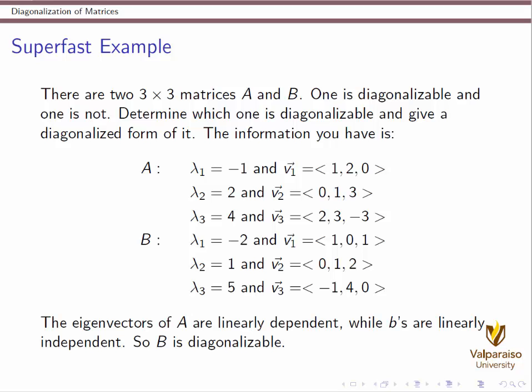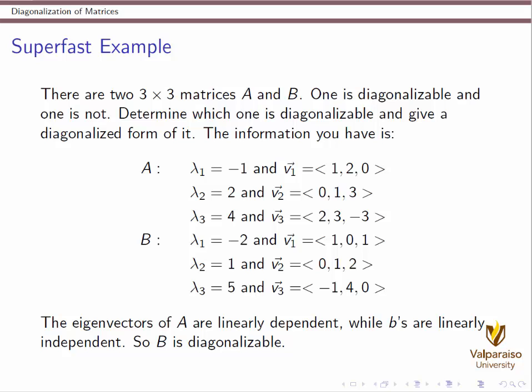It turns out that the eigenvectors of A are linearly dependent. If you look carefully at them, you will notice that 2 times eigenvector v1 minus eigenvector v2 produces eigenvector v3. Therefore, v3 is a linear combination of v1 and v2. These three eigenvectors are not linearly independent. So matrix A will not be diagonalizable.